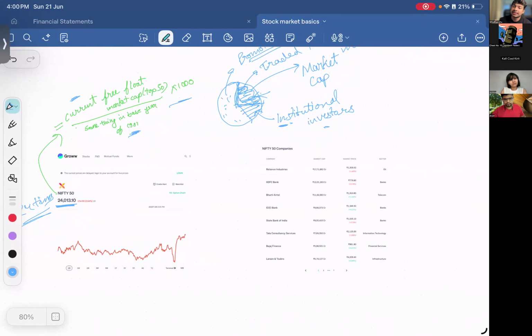And the same principle is applied to other indexes. You have another index called Sensex. Sensex is for some other different companies. You have another thing called... The only thing that really changes is how you shortlist a company.